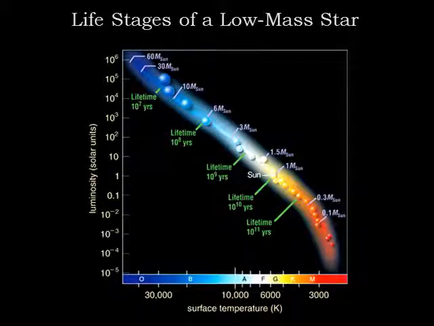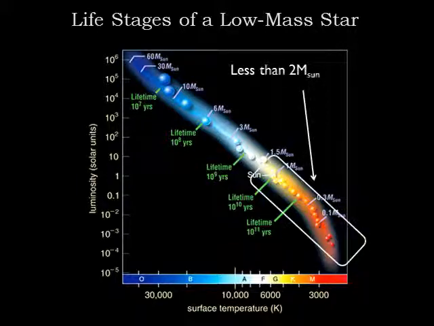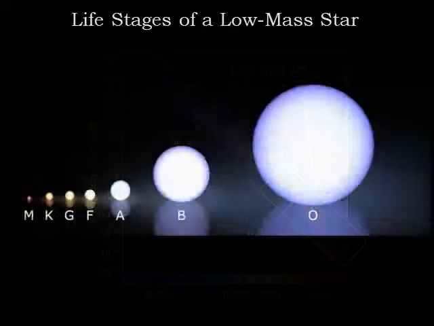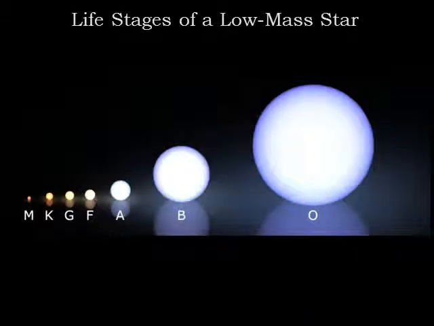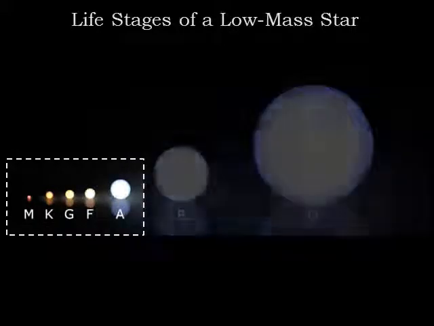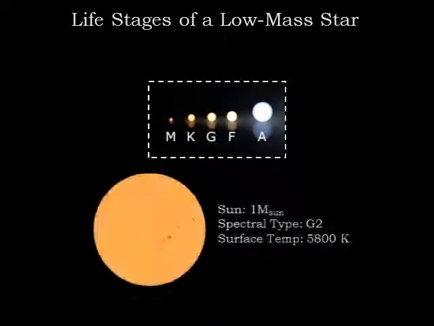We'll begin our journey through stellar evolution with the life of a low-mass star. This mass category includes our Sun, so you're about to learn the ultimate fate of our parent star. Remember, low-mass stars are stars that were born with less than 2 solar masses worth of material. In this low-mass category, we're looking at stars of spectral types M to A. Our Sun is right in the middle at G2.